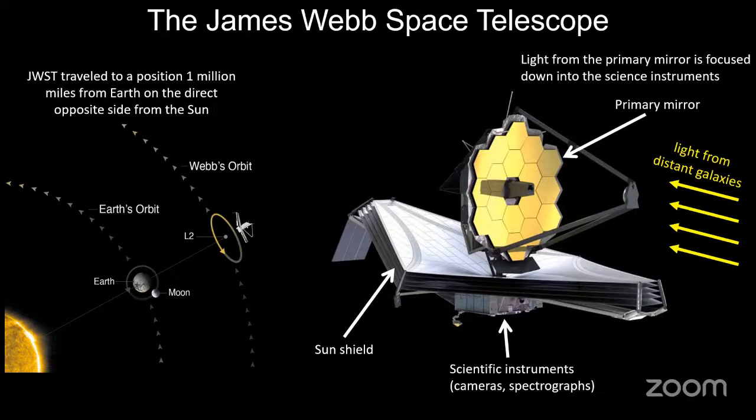So light from distant galaxies will come in the front side. It'll hit that gold mirror. It'll bounce up to a second mirror in the front at the tip of that triangle. And then it'll bounce back into the telescope and go down to the scientific instruments where we can take, for example, images of the distant universe. It's important to keep all of this cold. And so this big silver sort of curved thing at the bottom is a sun shield that always keeps the rest of the telescope shaded so that it can stay cold, which helps it observe well at infrared wavelengths.